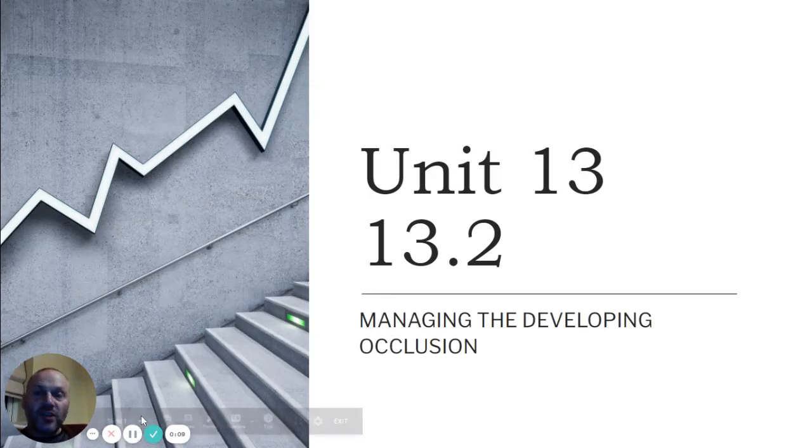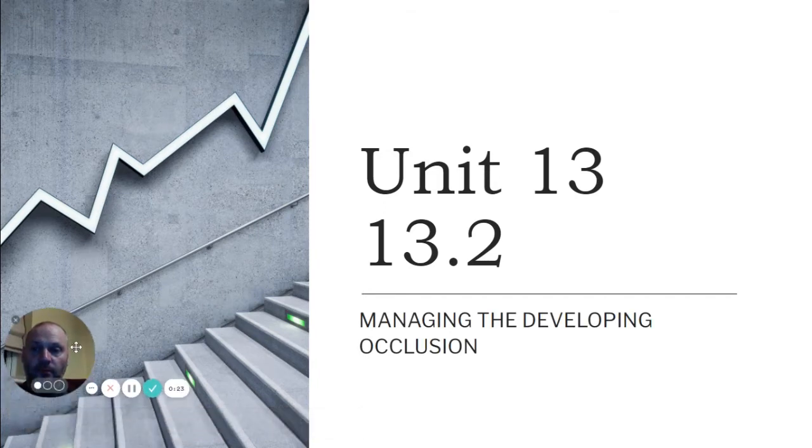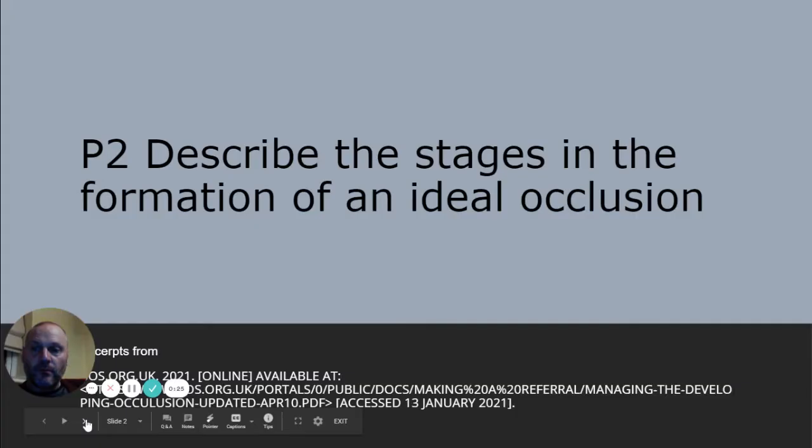Hi, this is just a short presentation looking at Unit 13, Assignment 2, first criteria, which is P2, the development of the ideal occlusion, or formation of the ideal occlusion. So P2: describe the stages in the formation of an ideal occlusion. We've got an excerpt from the British Orthodontic Society document, Managing the Developing Occlusion, and the link is available at the bottom of this slide.